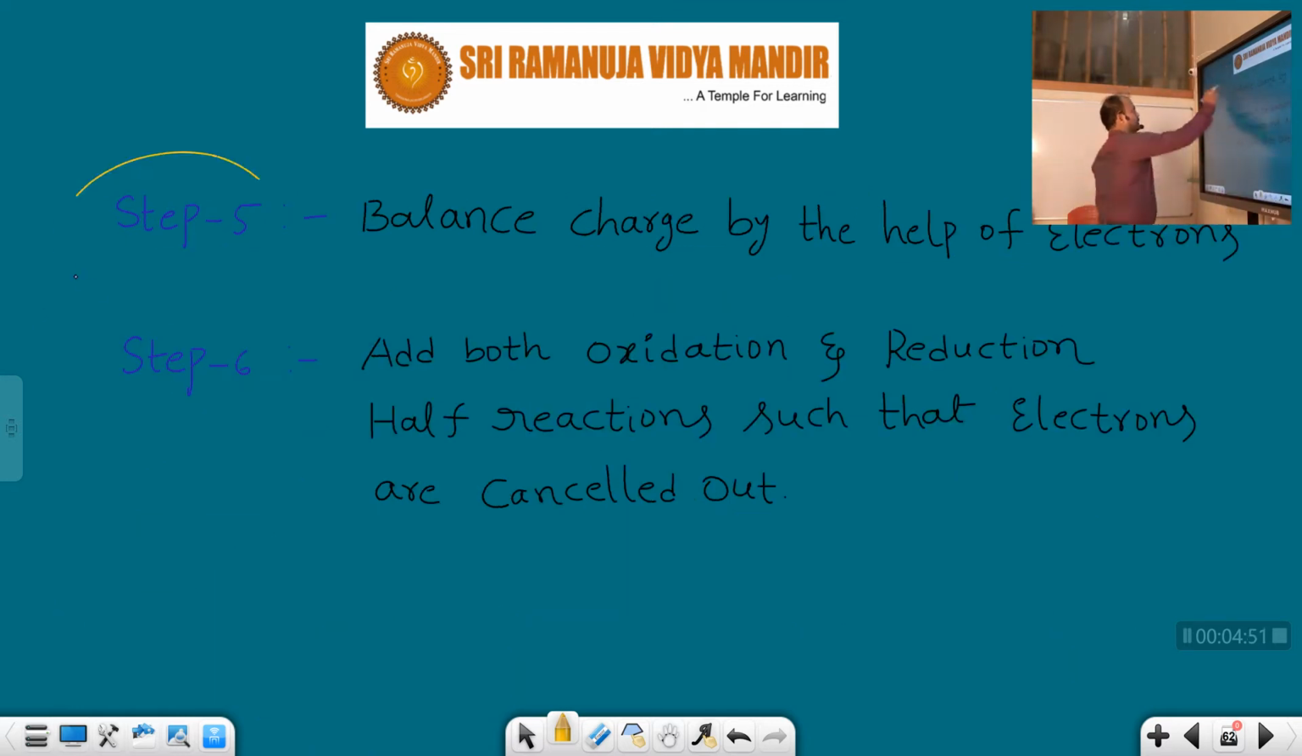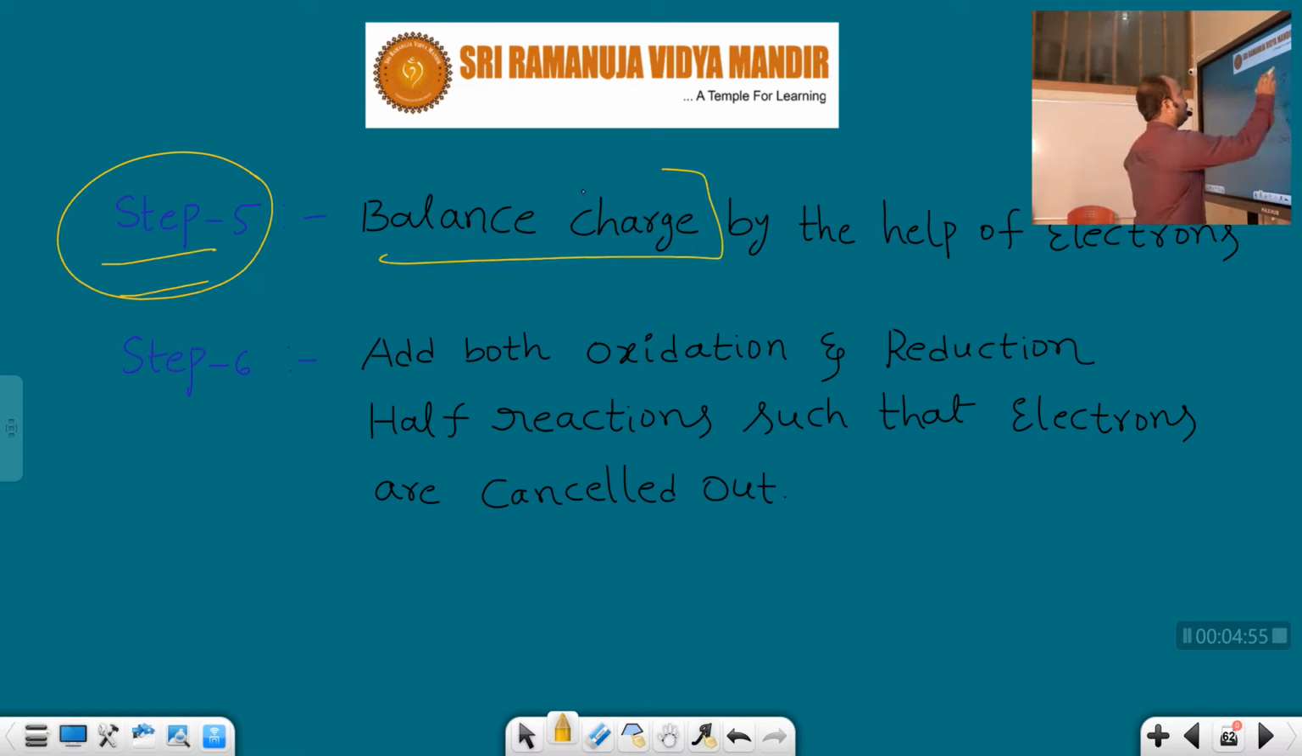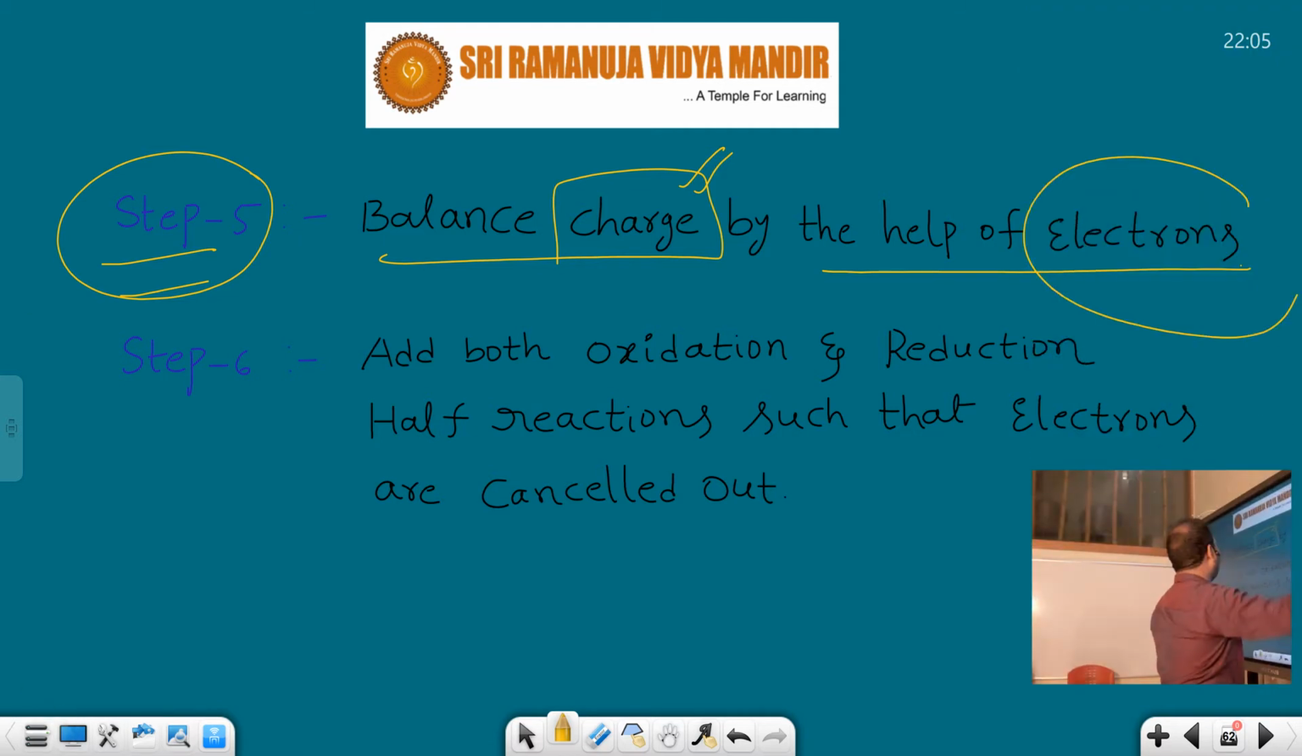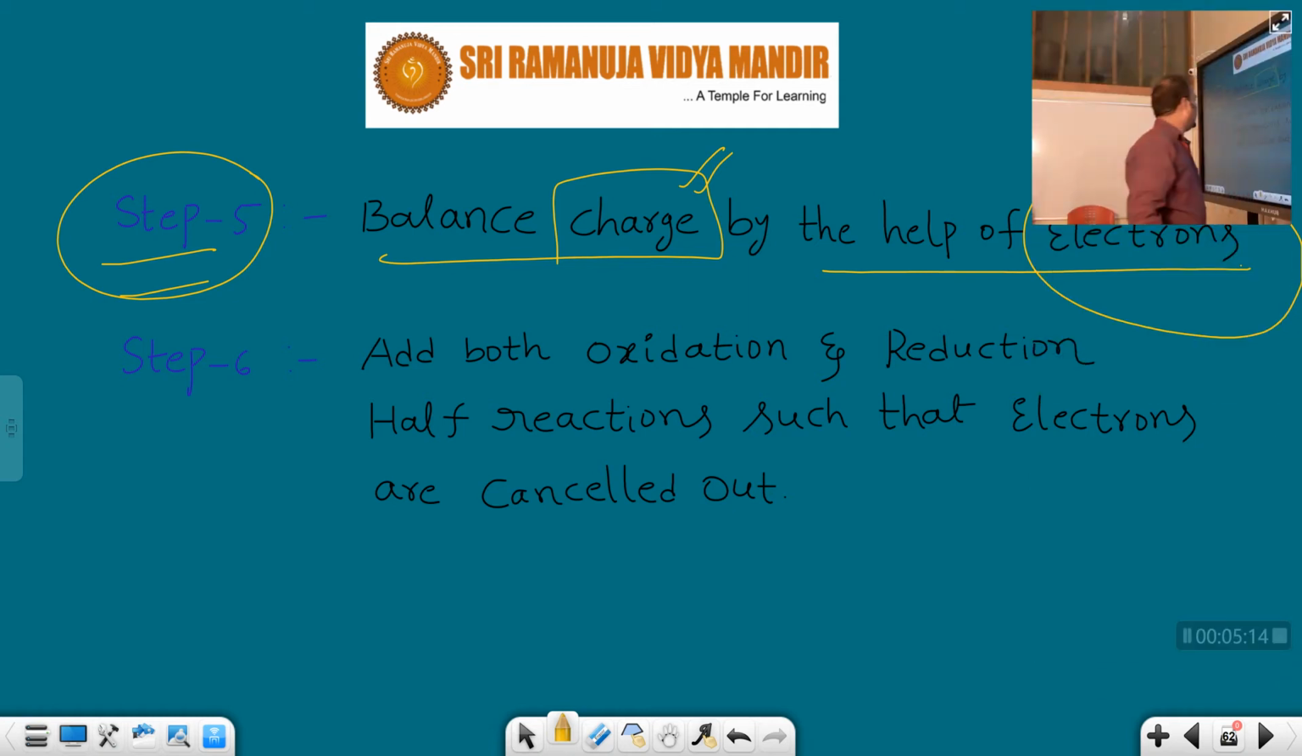In step 5, what happens? In step 5, balance the charge. For electrical neutrality, we have to balance the charge. Charge is balanced with the help of which one? Electrons. Don't forget that one.